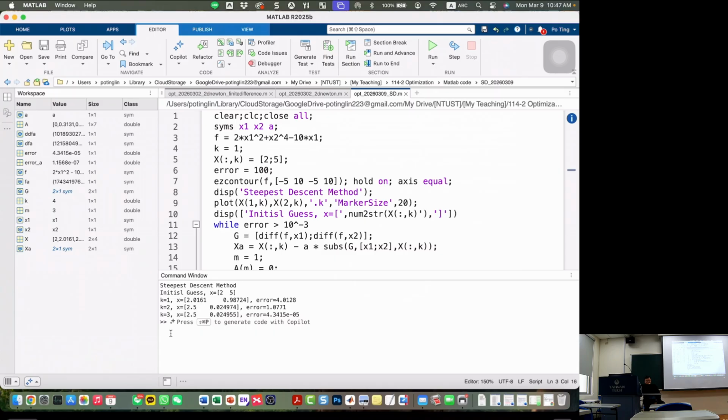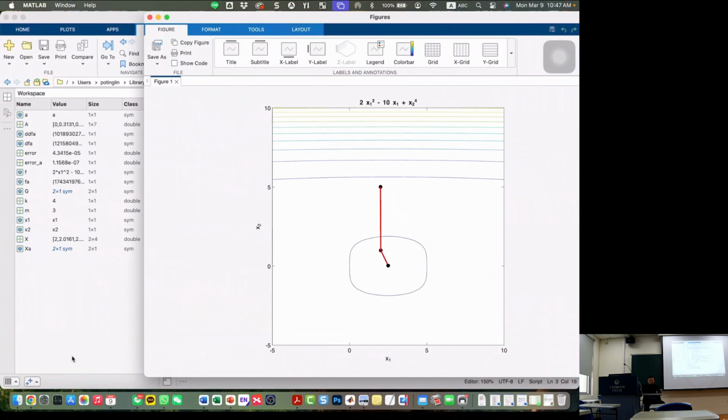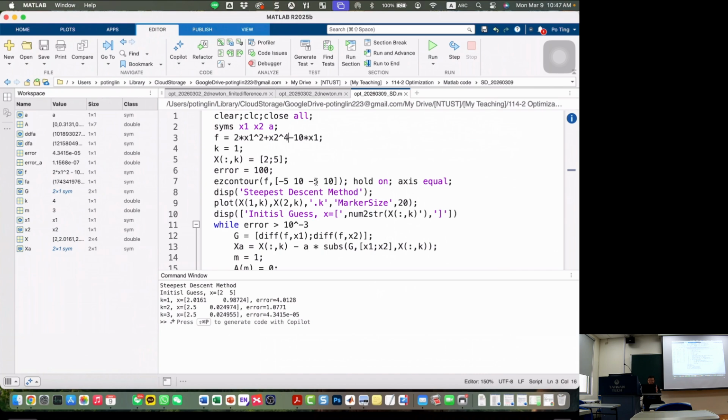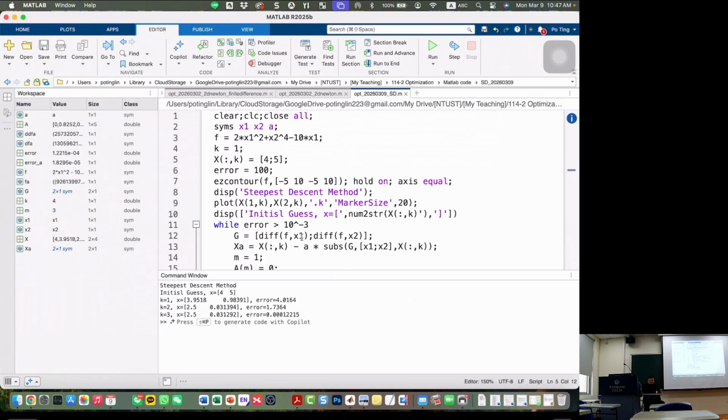It's quite fast. Oh, maybe we're just lucky. Yeah. So sometimes steepest descent is lucky. Let me change to a different position. No. I need to figure out why steepest descent is doing so well. Why is that?